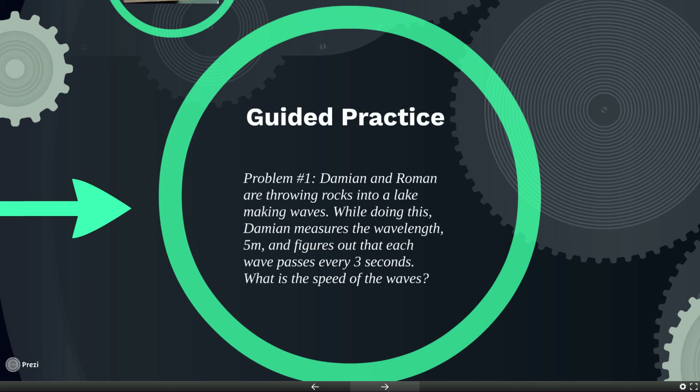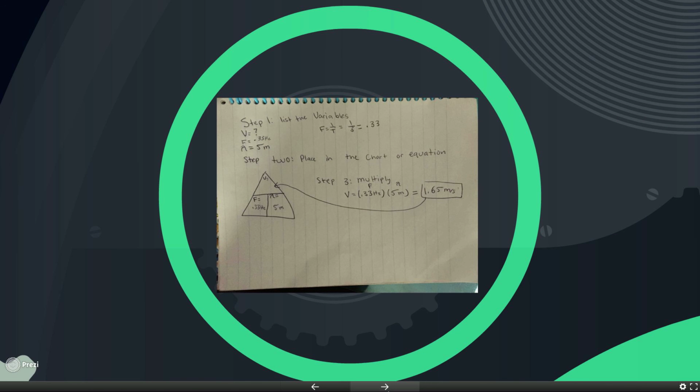So, problem number 1. Damian and Roman are throwing rocks into a lake, making waves. While doing this, Damian measures the wavelength, which is 5 meters, and figures out that each wave passes every 3 seconds. This would be the periodic time. What is the speed of the waves? I have this here filled out for you. I'm just going to run through the steps so you can make sure you're doing it right and understand it.